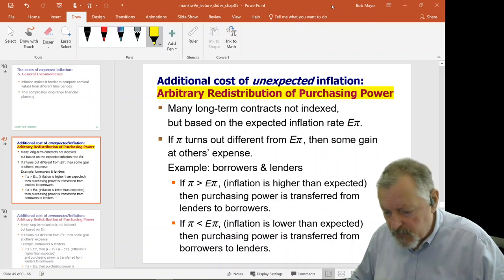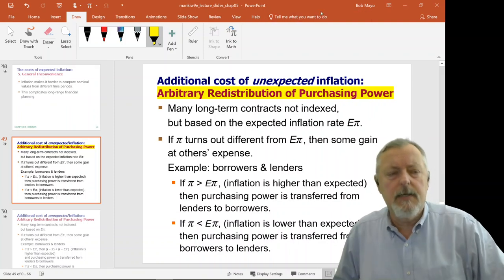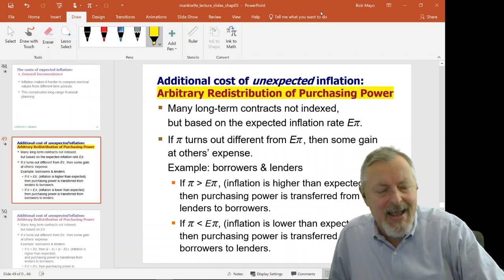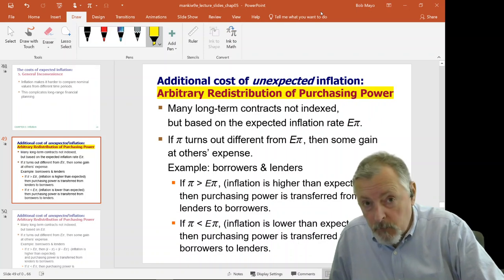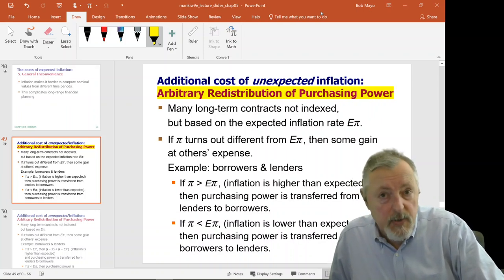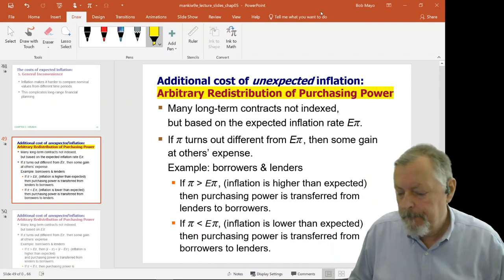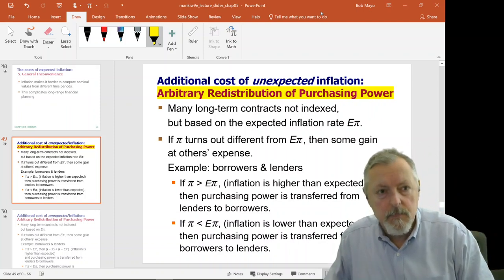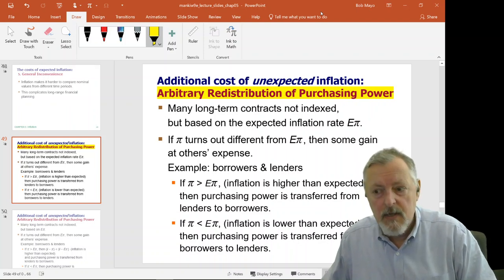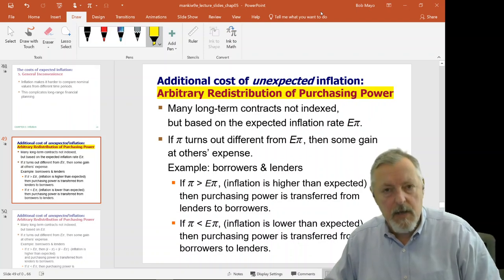Arbitrary redistribution of purchasing power. This comes from the difference between expected inflation and actual inflation. For example, let's assume you want a 10% real rate of return on your money, and you expect there to be an inflation rate over the next year of 0. You loan $100, you want a 10% real rate of return, so in the contract, you say, I want 10%. So a year from now, you get paid back $110.